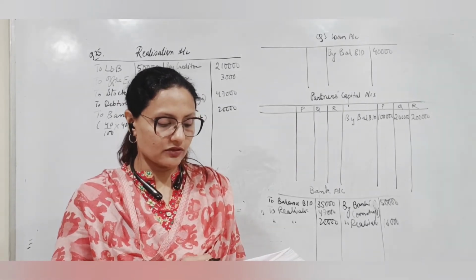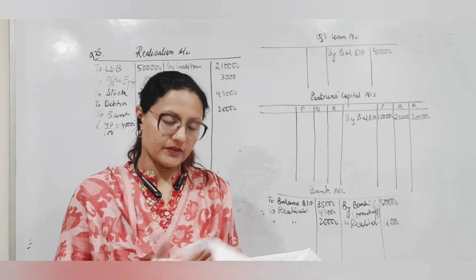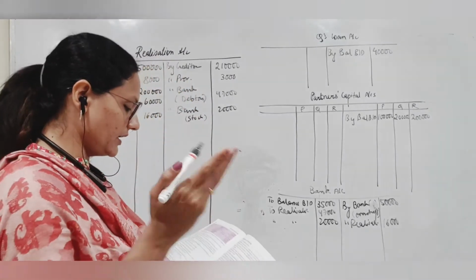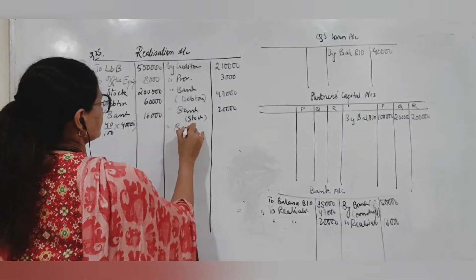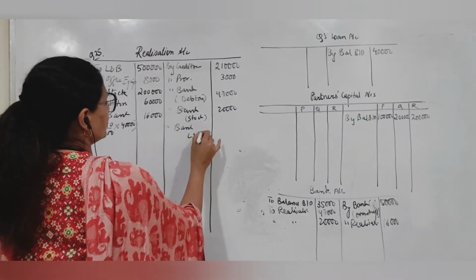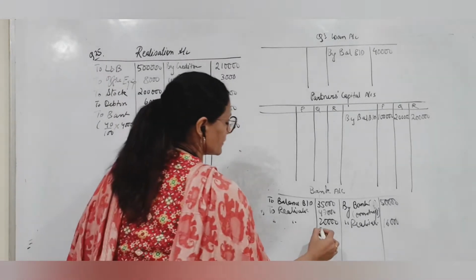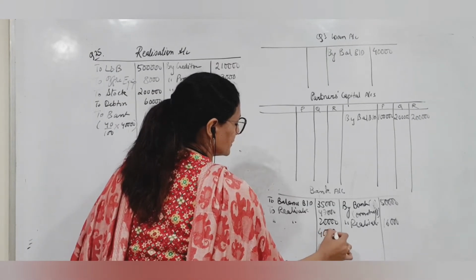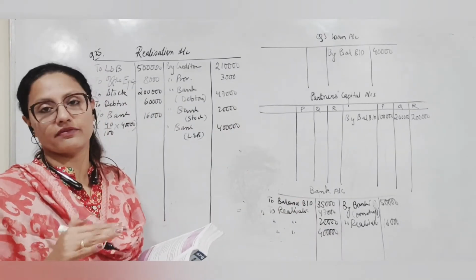Land and buildings were sold at a loss of 20%. So land and buildings are 5 lakhs, 20% meaning 1 lakh less. So I'm receiving for land and building 4 lakhs. Okay, 4 lakhs come to the bank, 20% less than 5 lakhs.